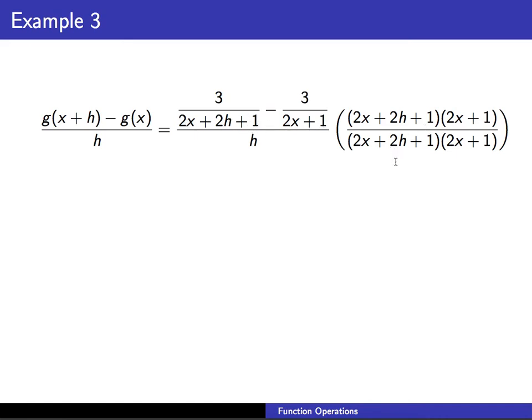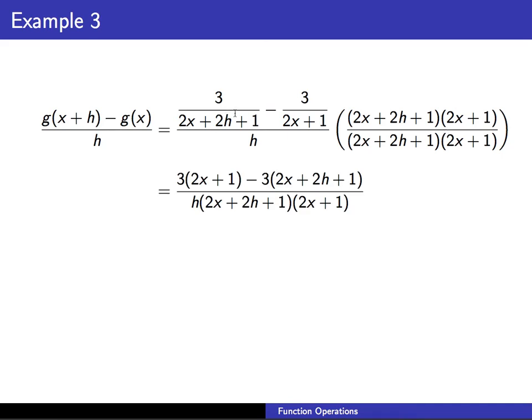So it looks intimidating, but at this step we're really just going to clear out these tiny fractions by multiplying every single term by the product of the denominators. So you can always get a common denominator by multiplying them. All right, so 3 over 2x plus 2h plus 1, when we multiply that by 2x plus 2h plus 1 times 2x plus 1, we get the 2x plus 2h plus 1. They're going to cancel out, leaving us with just 3 times 2x plus 1.